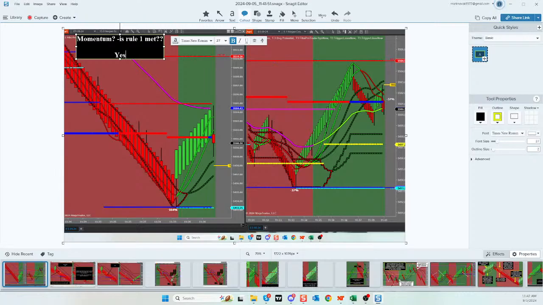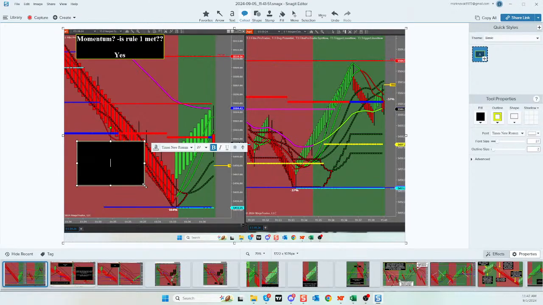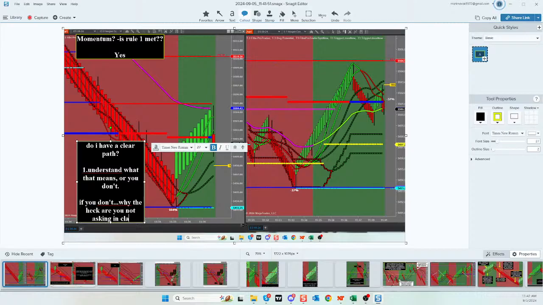Yes. And for those of you that are struggling following your rules, this is what I do every time I take a trade. Once I have momentum, and guys, this will happen in a fraction of a second once you have it down. Do I have a clear path? And guys, there's two things. You either understand what that means or you don't. If you don't, why the heck are you not asking questions in class?